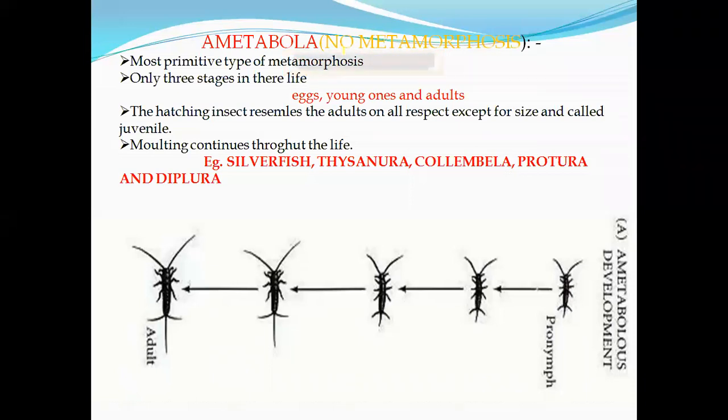Actually, students, this ametabola or no metamorphosis generally occurs in insects like silverfish. For example, silverfish, Thysanura, Collembola, Protura, and Diplura. In all these apterygote insects, ametabola or no metamorphosis takes place. Which types come under these insects? Thysanura, Collembola, Protura, silverfish. Okay, all these come under this.